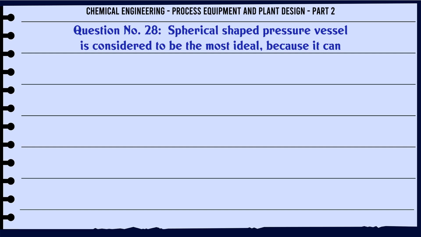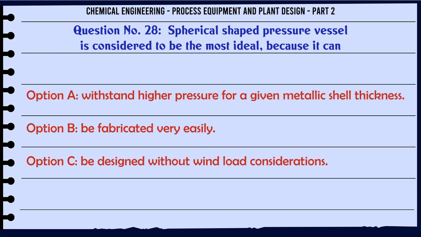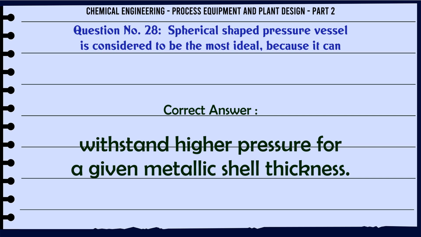Spherical shaped pressure vessel is considered to be the most ideal because it can A. withstand higher pressure for a given metallic shell thickness, B. be fabricated very easily, C. be designed without wind load considerations, D. be supported very easily. The correct answer is withstand higher pressure for a given metallic shell thickness.